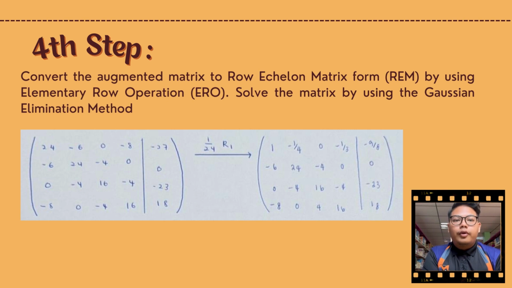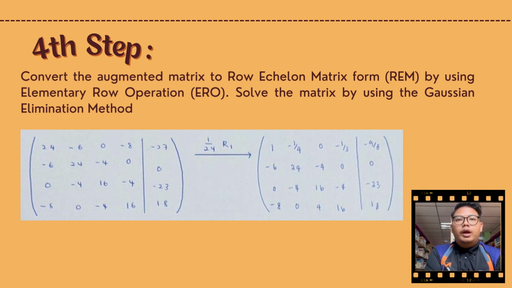So for the fourth step, after we get the augmented matrix, we need to convert the augmented matrix to row echelon form, which is REF, by using elementary row operations, ERO, and solve this matrix by using the Gaussian elimination method. So it implies the linear algebra method in this question.